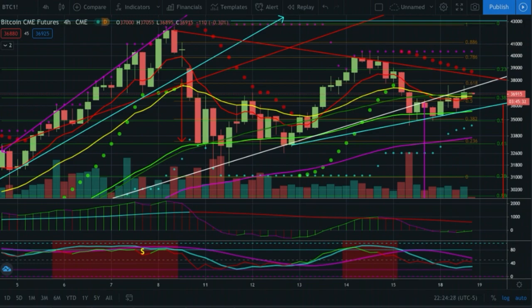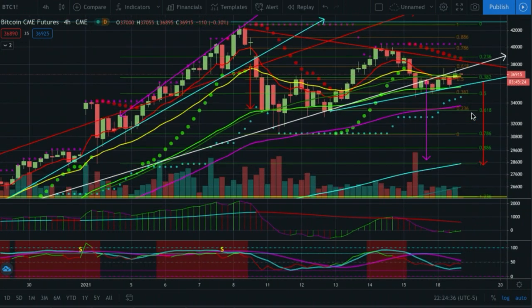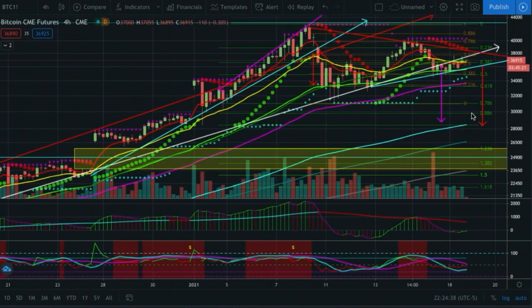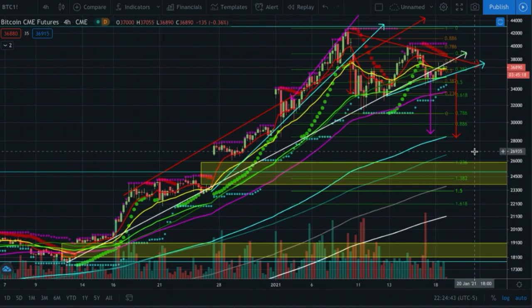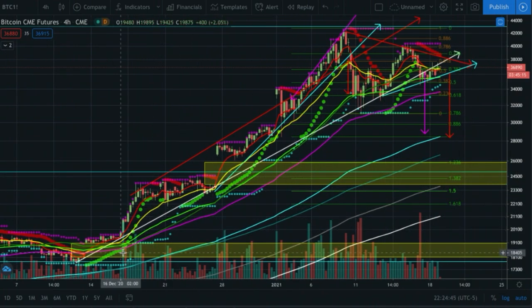Alright, we're going to get started today with the Bitcoin CME futures chart. I am currently looking at the 4 hour, and if we zoom out, we can get the big picture of everything. Let's get rid of these. So once again, we've been going up in this white line parabolic uptrend. We started to deviate from that white line and started forming this blue uptrend right here.